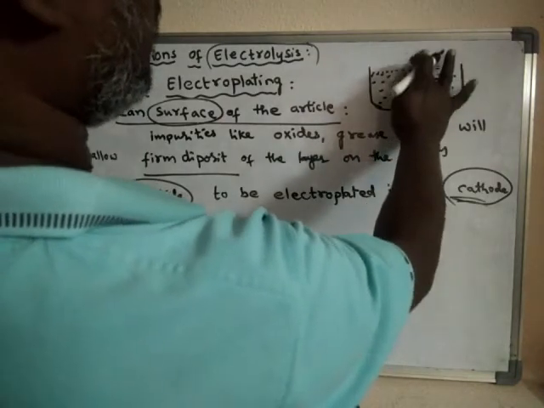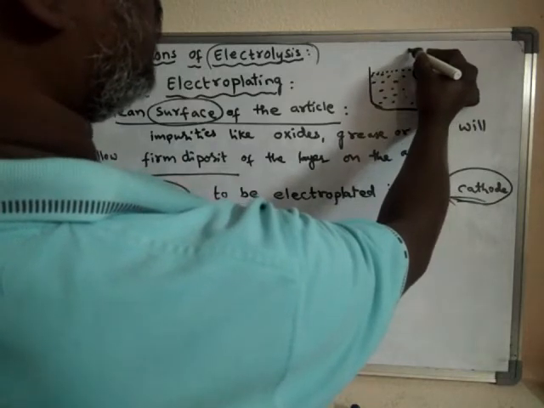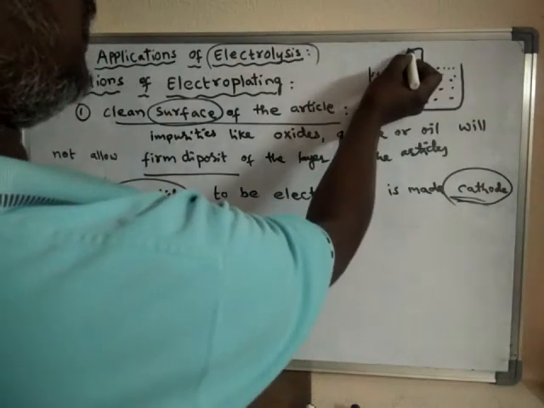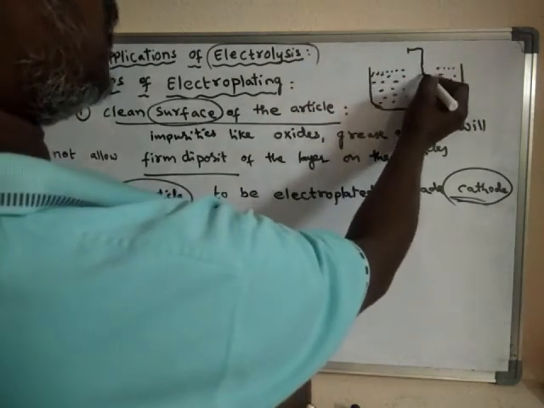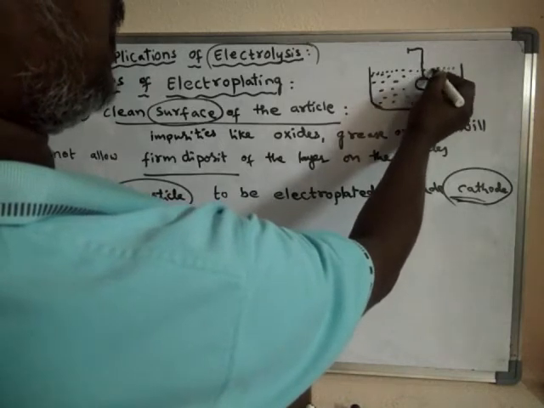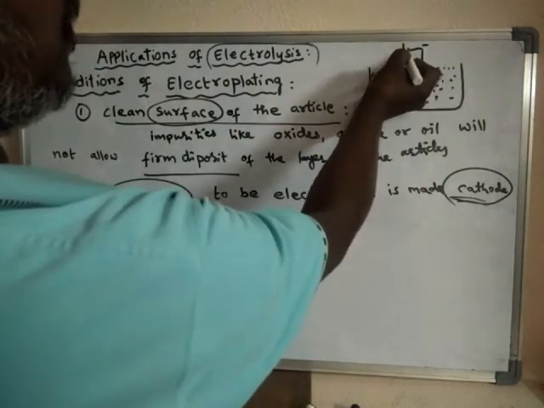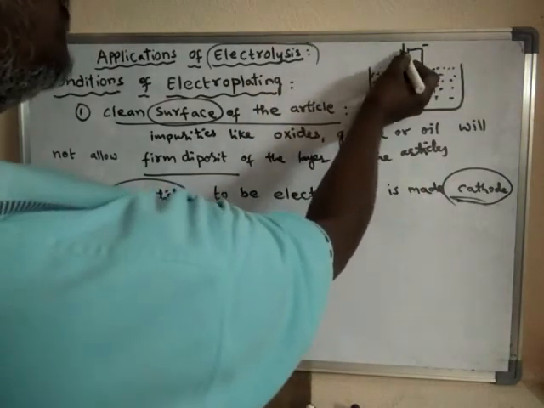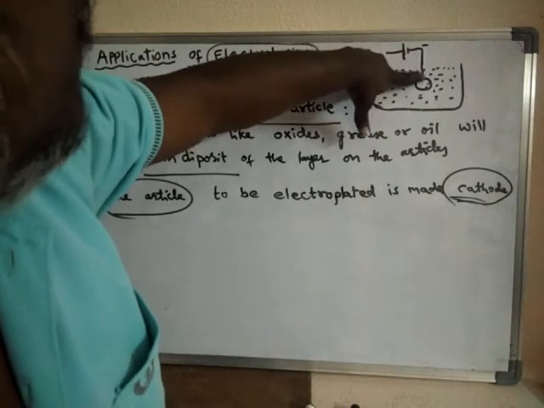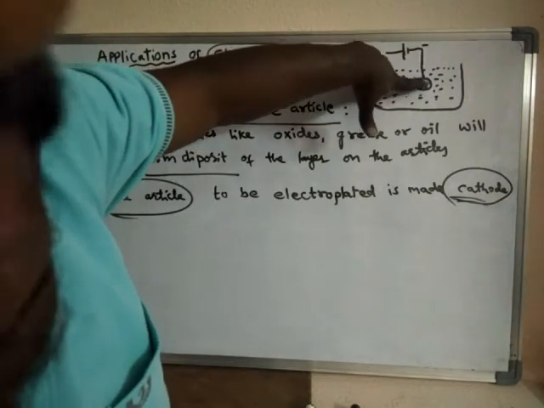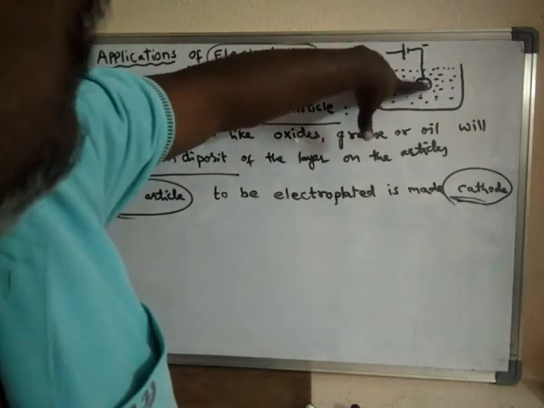When this ring is connected to what? Negative terminal. If the copper ring is connected to the negative terminal of the battery, so this is the negative terminal and this is the positive terminal. So this is the battery. So if it is connected to the negative terminal of the battery, then that ring will act as cathode.